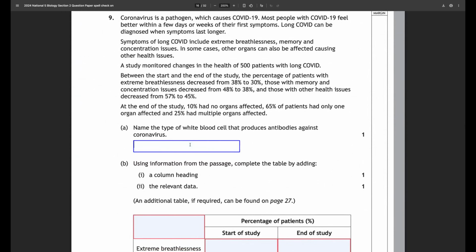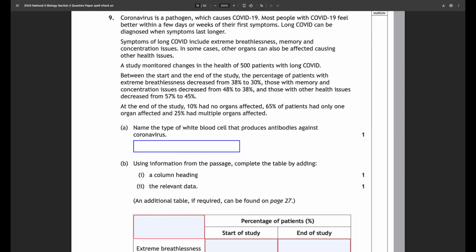Okay, question 9. Coronavirus is a pathogen which causes COVID-19. Probably most of you will remember that. It was a huge deal a few years ago. Most people with COVID-19 feel better within a few days or weeks of their first symptoms. Long COVID can be diagnosed when symptoms last longer. The symptoms of long COVID include extreme breathlessness, memory, and concentration issues. In some cases, other organs can also be affected, causing other health issues.